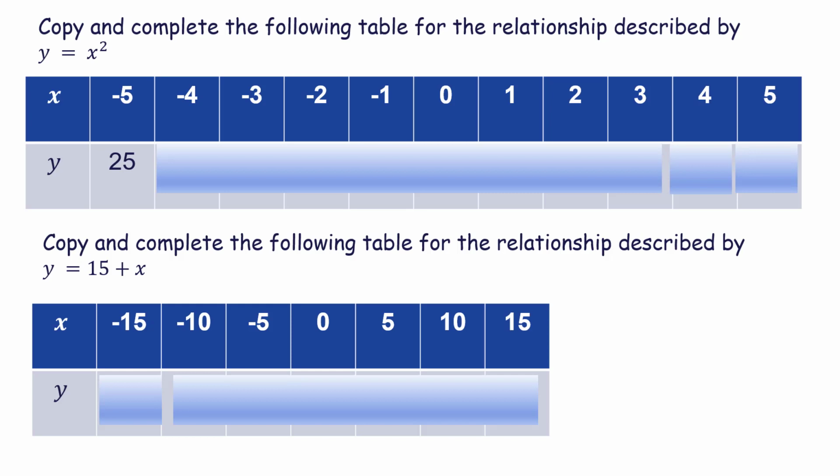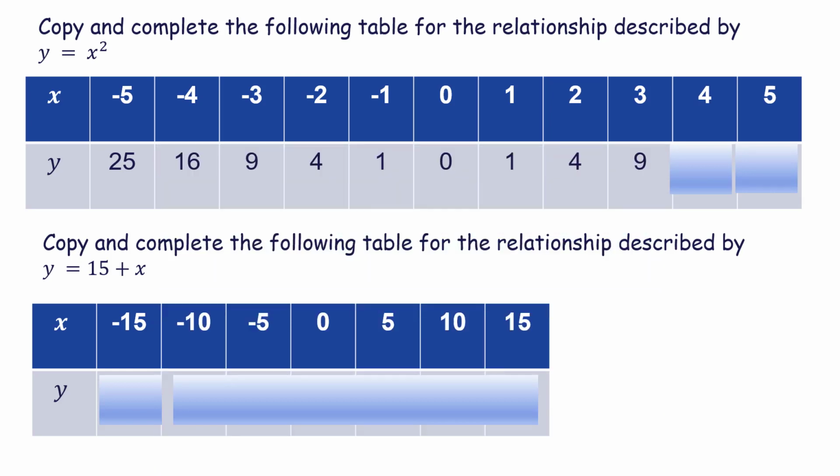So if we do the same with the other values, we get 9, 4, 1, 0, 1, 4, 9. What will y be if x is 4? Good. And if x is 5? Good. Look at the output values.